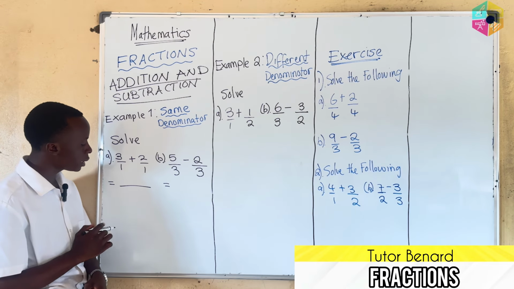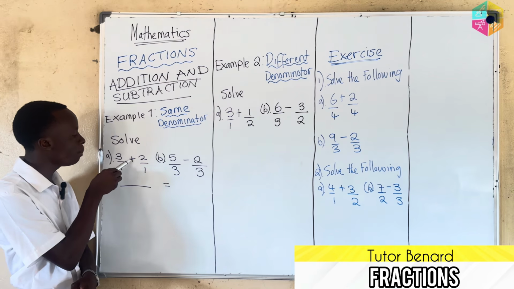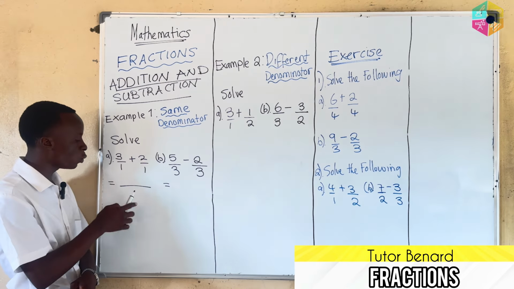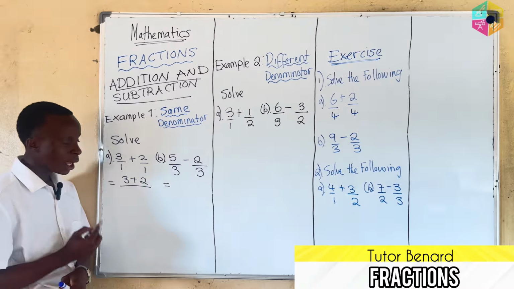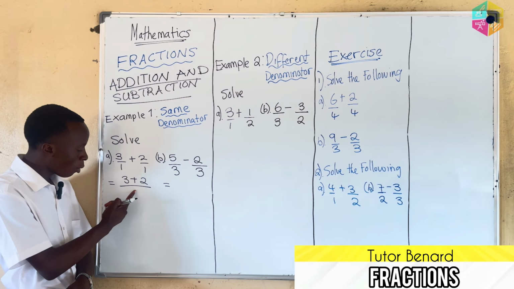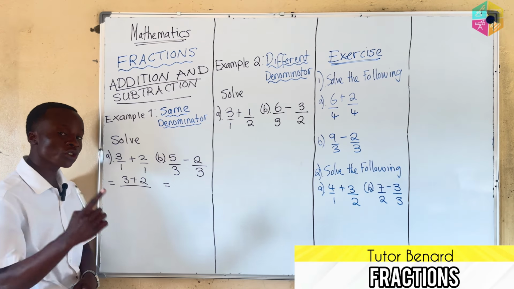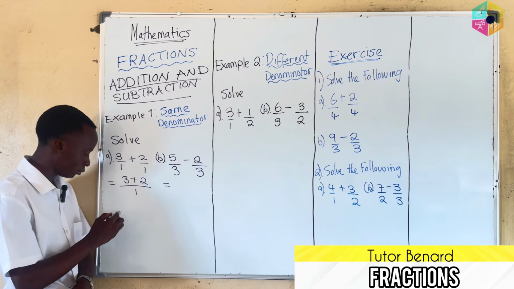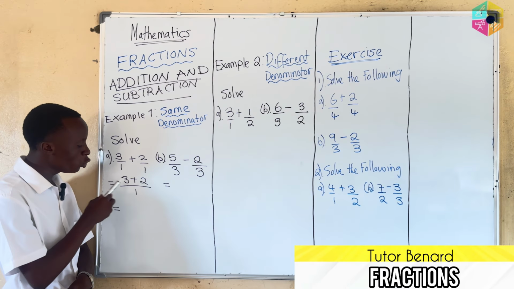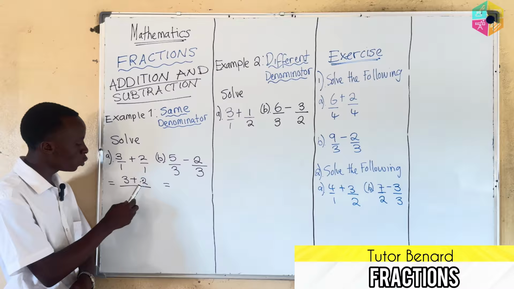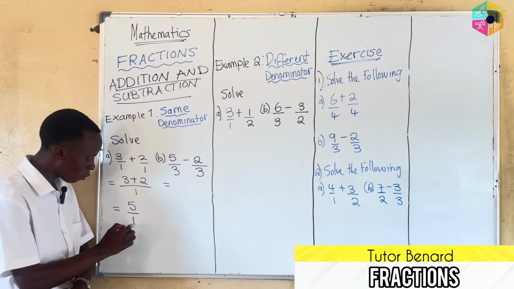After doing this, since your denominators are the same, you just need to add 3 plus 2. So you say 3 plus 2. And when you want to write your denominator, since this is 1, that is 1, you just write it once. 3 plus 2 gives us 5, over the same denominator, which is 1.